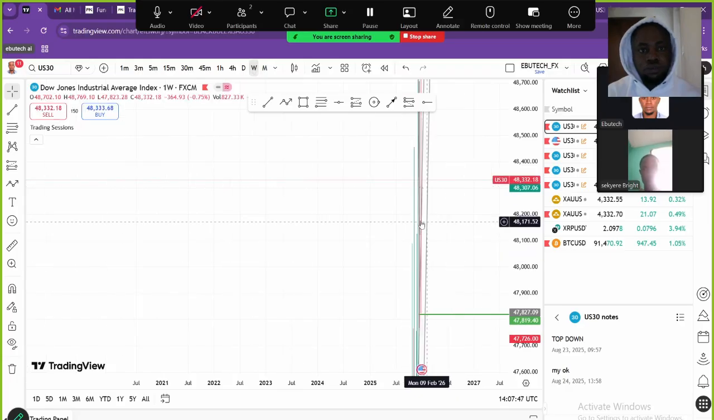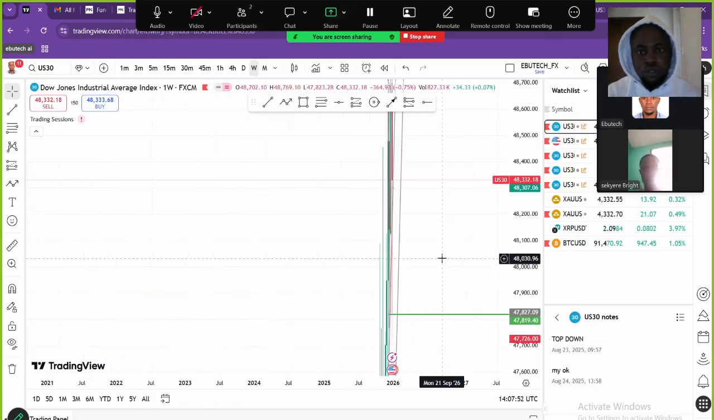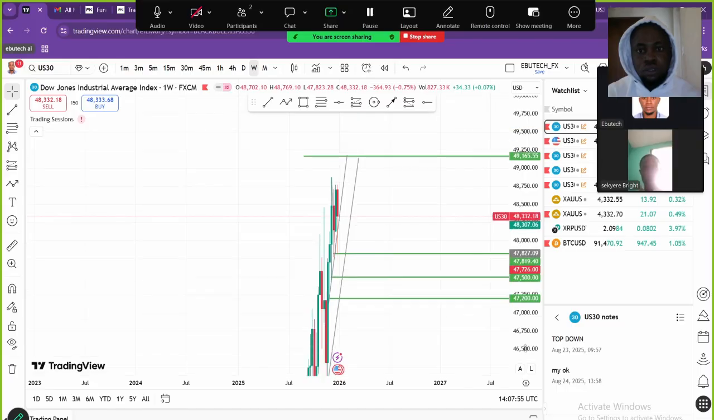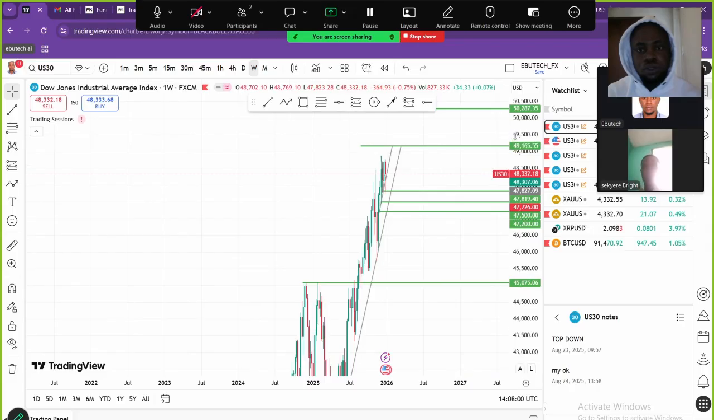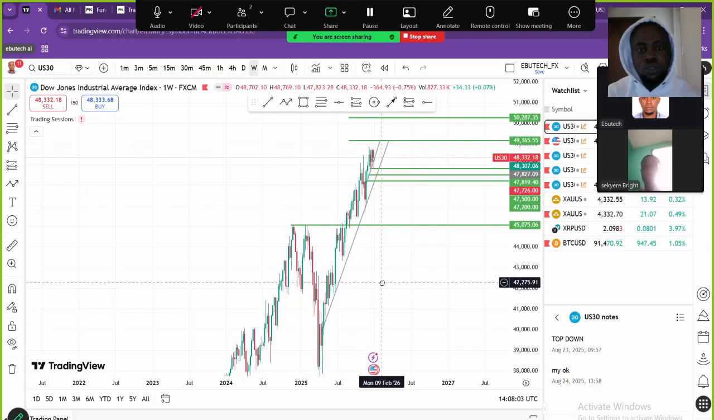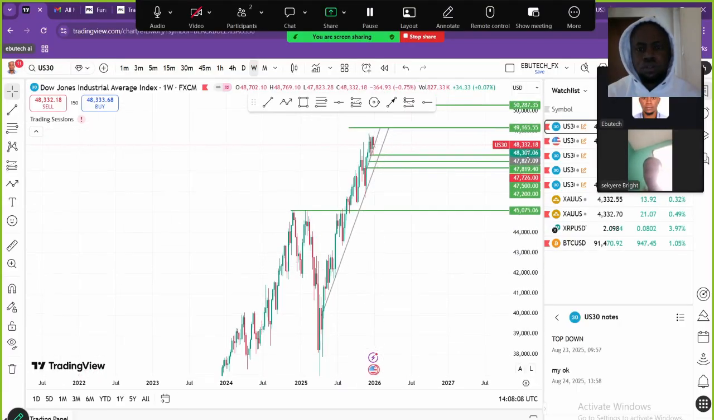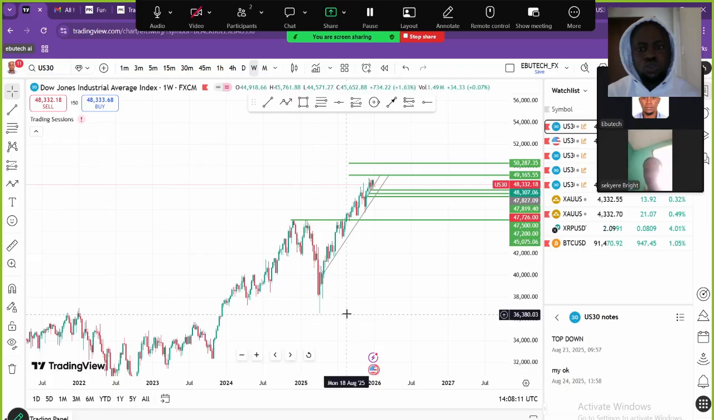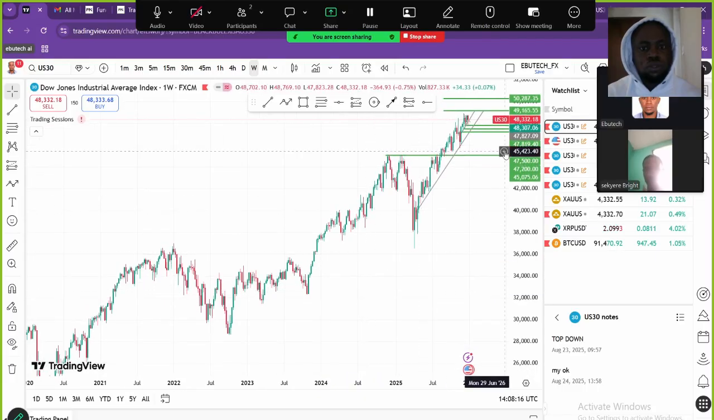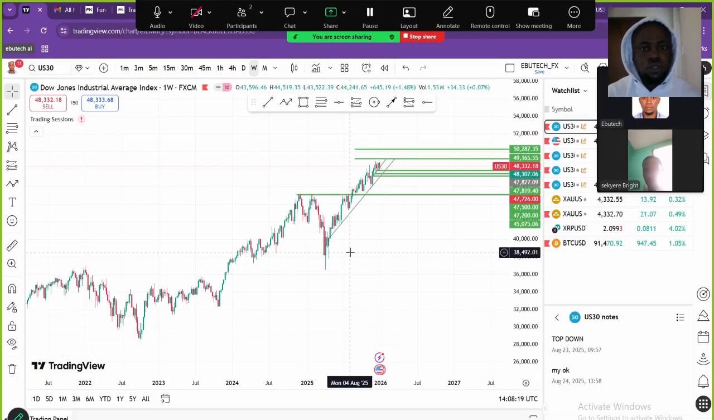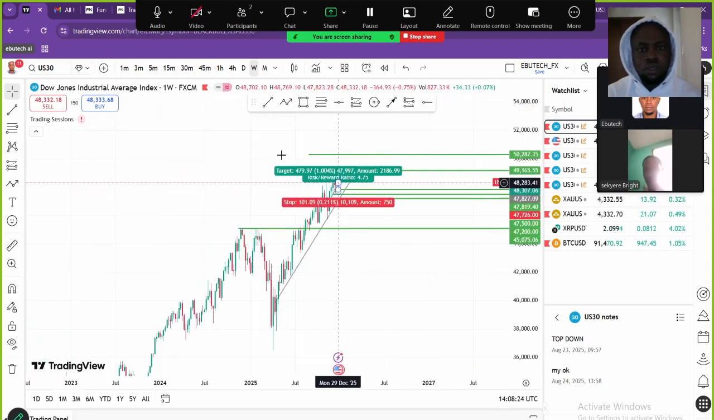So what we are going to be doing today is totally on TradingView. I want you to understand the TradingView setup and the tools, how to use the tools, how to mark out your charts, your key zones.